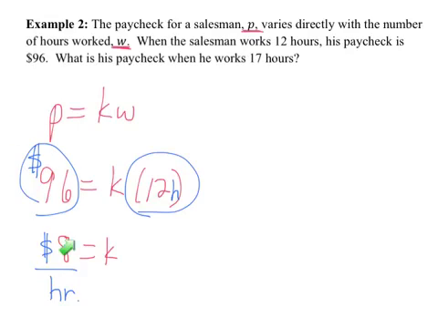You have dollars, so this is going to be dollars per hour. So K is really the person's hourly rate. Although it's not asked for anywhere in the problem, we need to know what the hourly rate is, because now we know he's worked 17 hours.